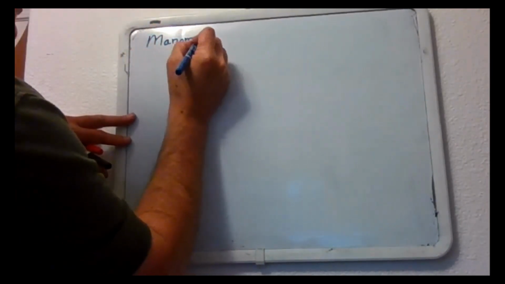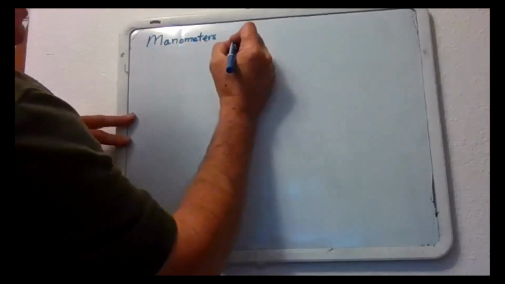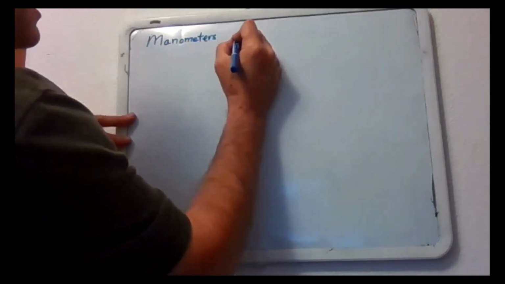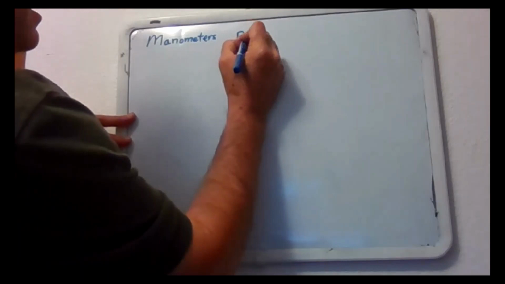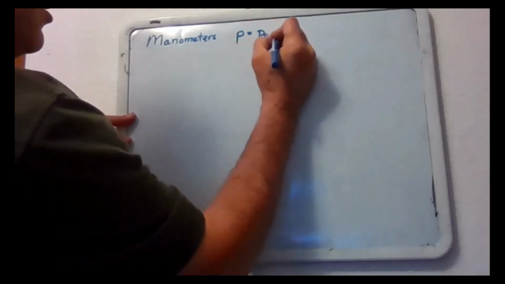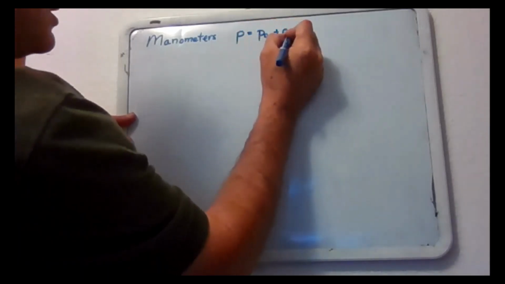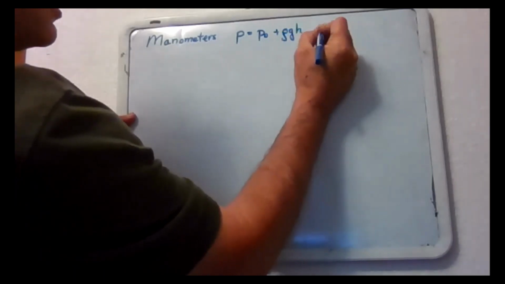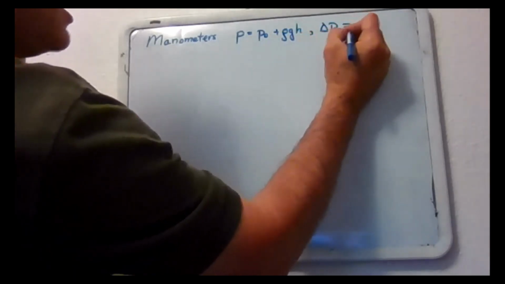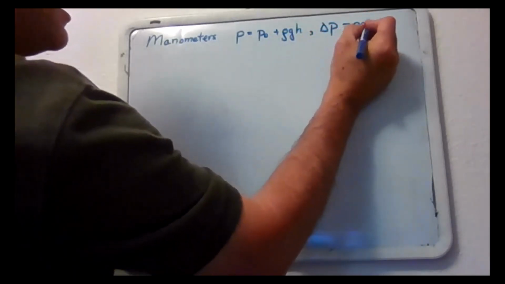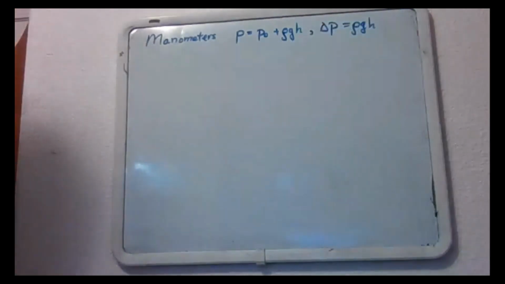And manometers is really the application. What we're really doing is taking a look at P is equal to P0 plus rho GH, or similarly, delta P equals rho GH, and trying to do some problem solving.